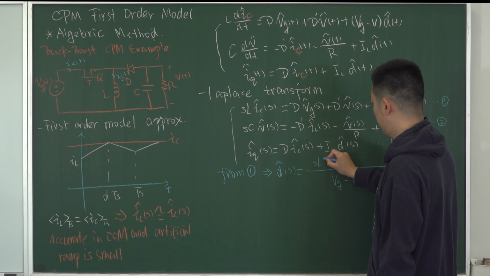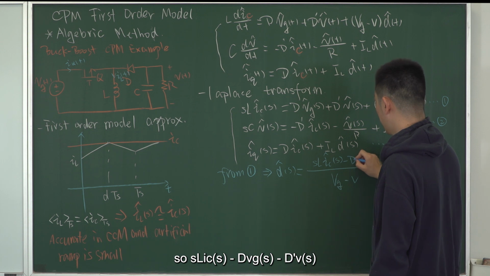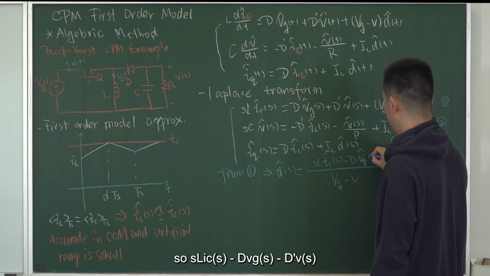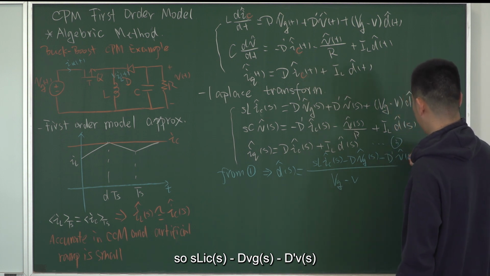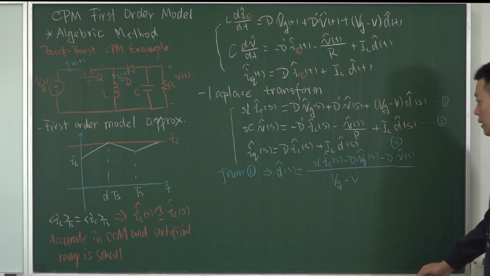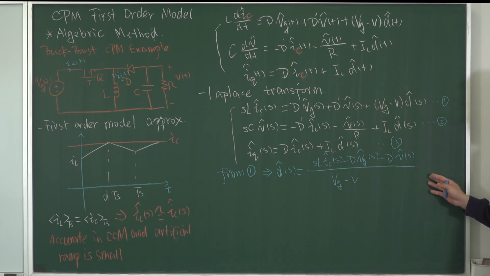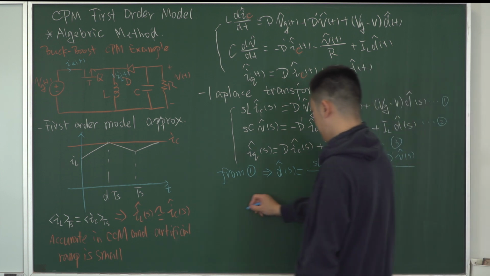So SL ICS minus D Vg minus D prime Vs. So next step, we will insert the duty cycle expression into formula 2 and 3.